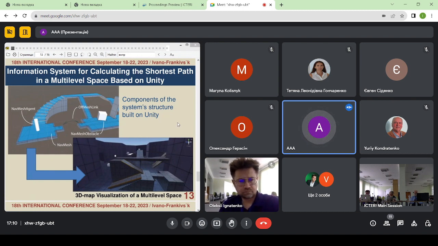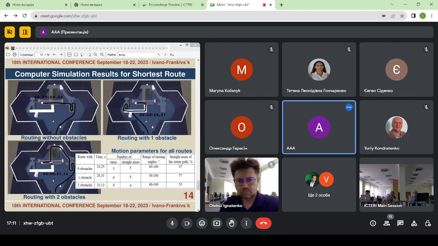So this slide shows modeling in the Unity environment, from a project to a 3D model. This is a 3D map visualization of a multi-level space. Okay, experimental validation of the algorithm and systems, NavMesh, Unity. These are computer simulation results for the shortest route. Three cases we considered in the modeling process.